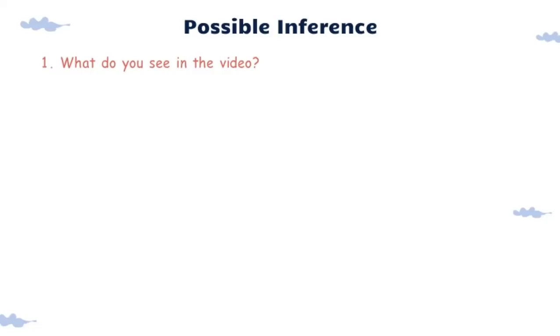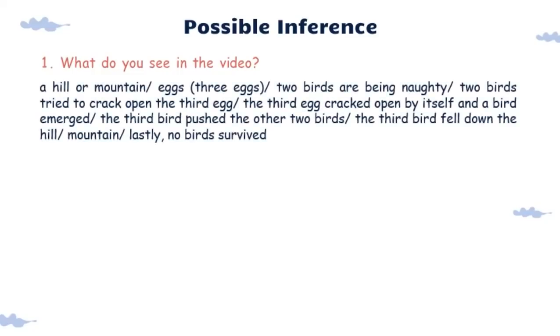Okay, let's check whether you have these answers in your list. We see some sort of a hill or mountain, and we see eggs, 3 eggs to be precise. And then we saw that 2 birds were being naughty. They tried to crack open the 3rd egg, but then the 3rd egg cracked open by itself and a bird emerged. And this bird, the 3rd bird, pushed the other 2 birds, right? And then the 3rd bird fell down from the hill or mountain, and lastly, no bird survived. So that was given in the text. This information can be found in the video.